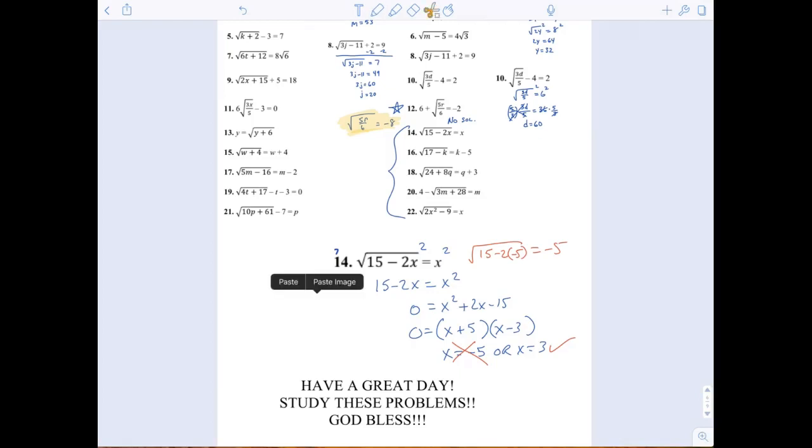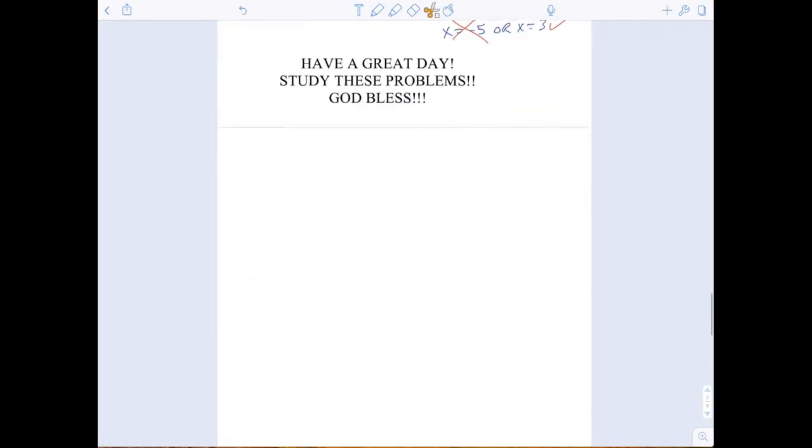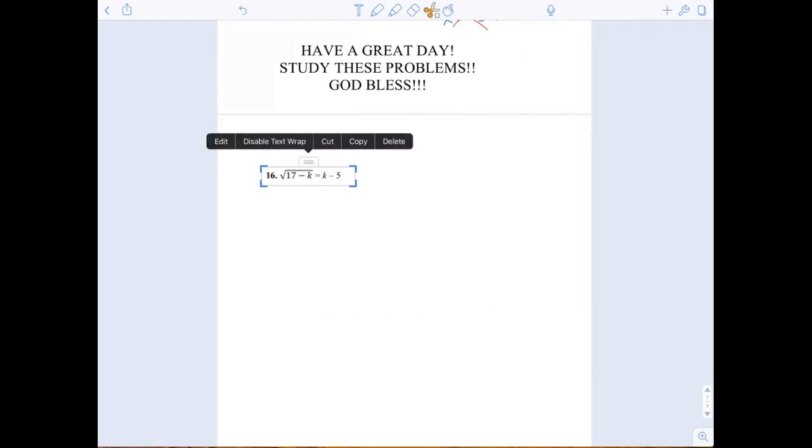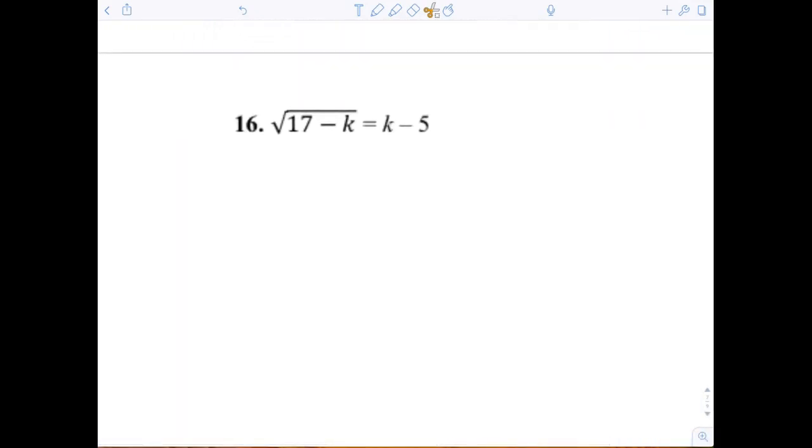Now let's knock out 16. Oh, 16's the hard one. Got to square both sides. Come on now, this one's the hard one. If you can do this one, everything's easy. So the square and the square root do what to each other? Cancel. 17 minus k. Now you have to square that.